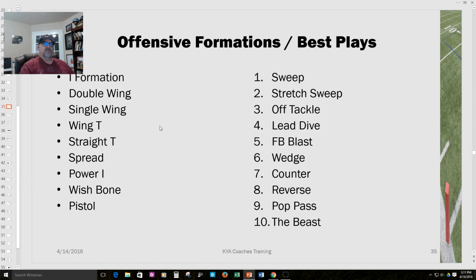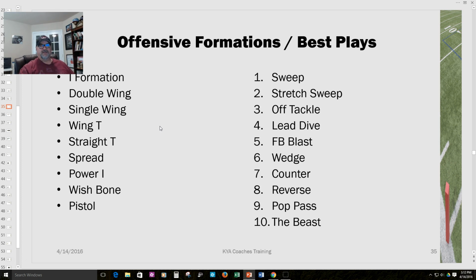Some of the offensive formations and best plays for youth football that have worked really well for me, and I've basically played most of these, if not all. I formation, used quite a bit. That's a very simple formation to teach. I formation, I wing kind of thing. That is in our current offense, and we use that quite a bit. You can really run inside the tackles a lot.